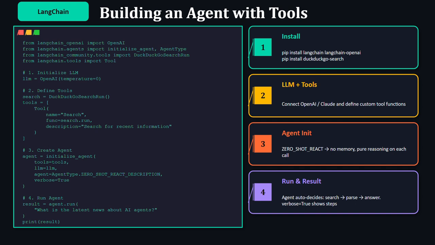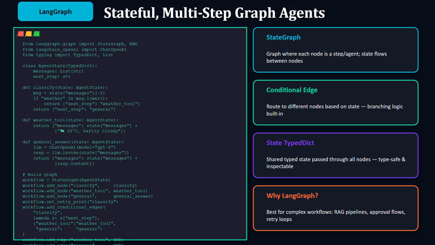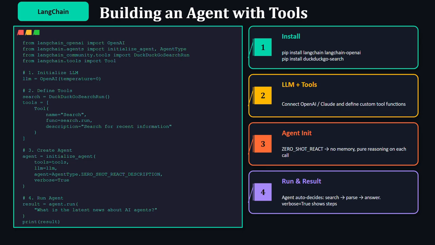Now, building an AI agent with tools. I have given the code for it, where I have given some installation steps for basic libraries or frameworks, then LLM plus tool, agent, and result also. So using this code, we can create an agent with the help of different tools. Now it is a stateful and multi-step graph agent also.